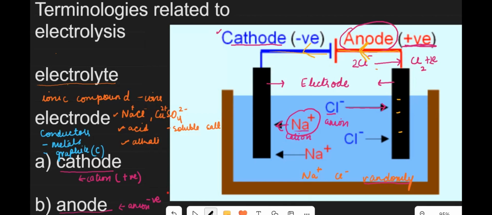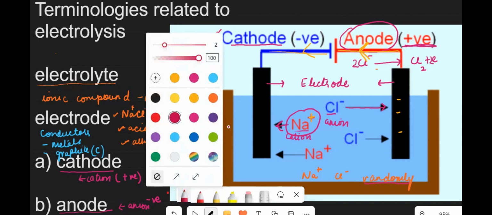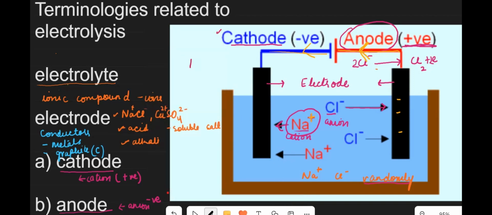The cations, which are deficient of an electron, are going to acquire these electrons. That is, the Na+ ions will be accepting these electrons traveling toward the cathode to form sodium metal. Right? Now remember, the number of electrons lost should be the same as the number of electrons gained. So here we have two electrons which have been acquired by sodium. So two sodium ions will be acquiring two electrons to form two sodium atoms.